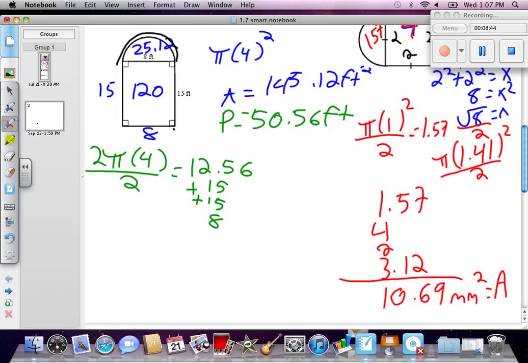Okay, the 4 comes from the square. The 2 comes from the triangle. The 1.57 is the little circle off the side. That's the area. So we took the radius is 1, we squared it, times by 3.14, divided by 2, and we get this 1.57. And then the 3.12 is the bigger circle.